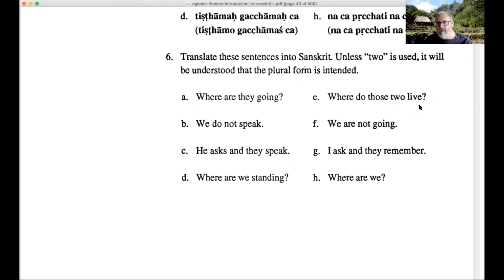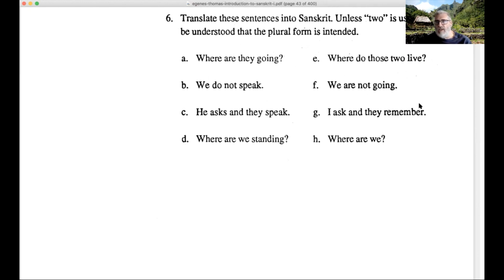Okay, so what is those two live? Vas, vasati, vasataha, vasanti. Hang on. Okay, so vasati, he lives. Vasataha, those two live. Vasanti, they plural live. So think they two. They two. Vasataha. Kutra vasataha. Kutra vasataha.